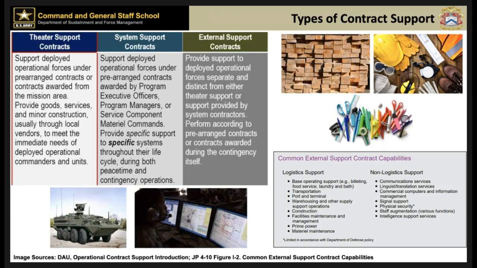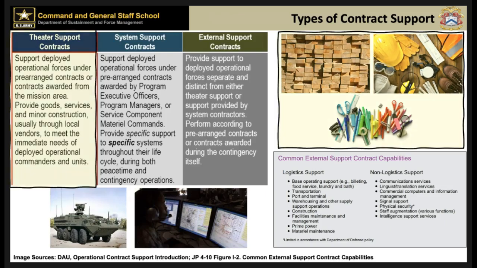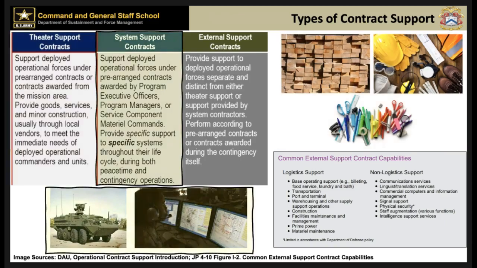It is important to understand the different types of contracted support commonly used in support of combatant commander-directed operations. This construct breaks support contracts into three categories. Theater support contracts are those that provide goods, services, and minor construction, usually from local vendors, to meet the requirements of deployed units. System support contracts are prearranged contracts typically awarded by program executive officers.